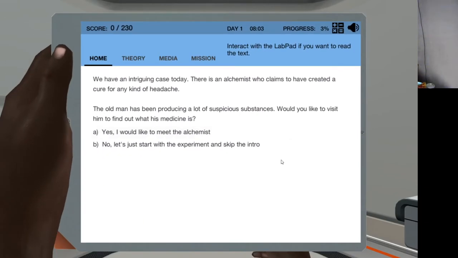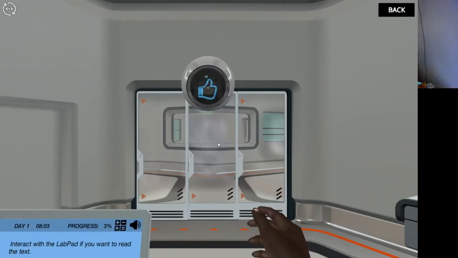We have an intriguing case today. There is an alchemist who claims to have created a cure for any kind of headache. The old man has been producing a lot of suspicious substances. Would you like to visit him to find out what his medicine is? I have obtained a sample of the alchemist's medicine. Let's perform a chemical analysis to figure out what it is.